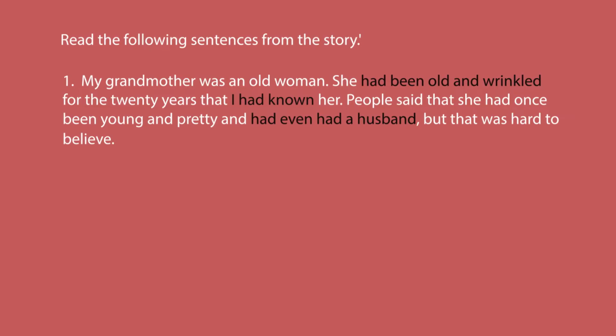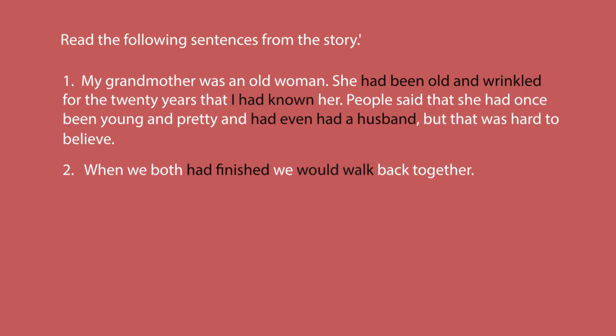First statement: my grandmother was an old woman. She had been old and wrinkled for 20 years that I had known her. People said that she had once been young and pretty and had even had a husband, but that was hard to believe. Let us look at the sentence. There are many places he has used had been, had known. Yes. This is past perfect, we know, had plus the third form of the verb.